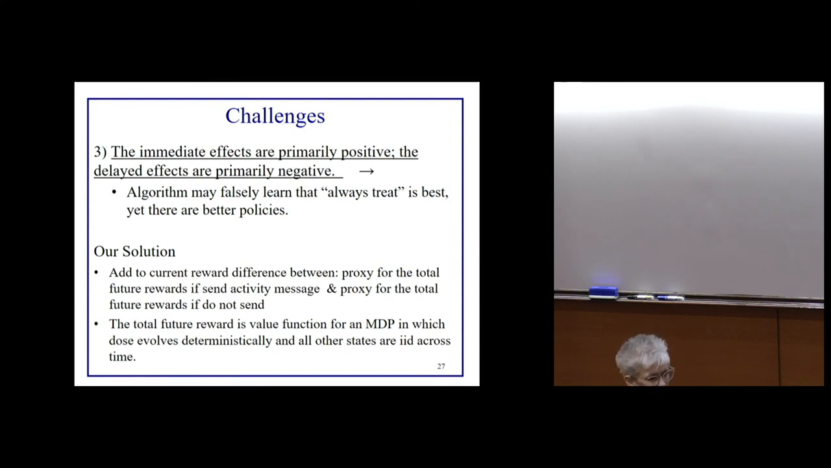And we always start with the mean reward function that we currently have in hand, the most recently learned mean reward function. Then we act as if, for this proxy MDP, all the states are either IID or they evolve deterministically. And we're going to use that to put together our prediction of the future value.